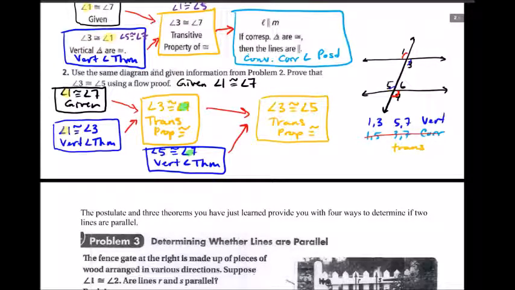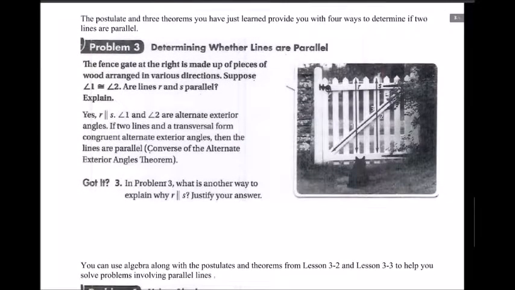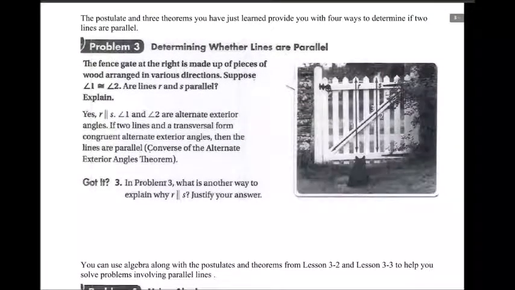So very nice. That wasn't too bad. I do approve of using flow proofs. For some of you, this might be a good visual way to put the ideas together. All right, let's move on to the last page here. These postulates and theorems, or this postulate and 3 theorems, provide ways to determine if lines are parallel.